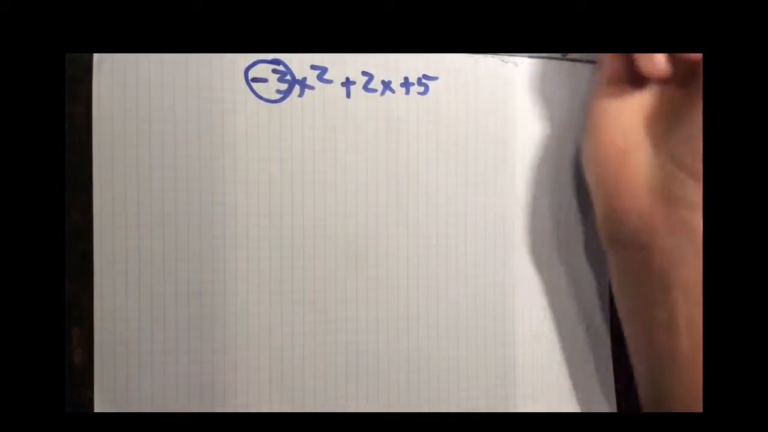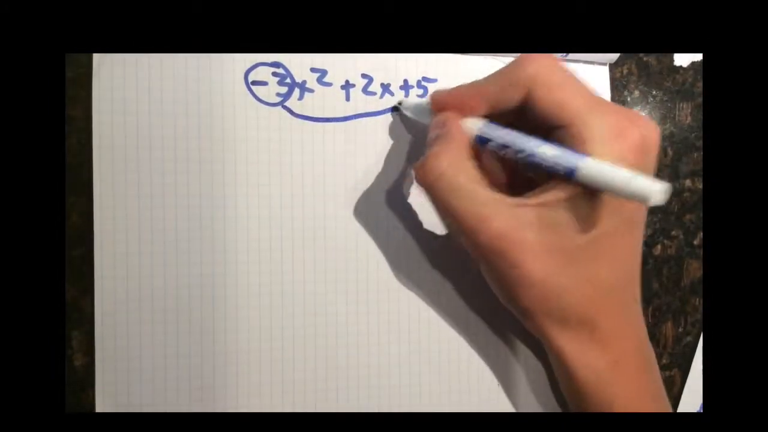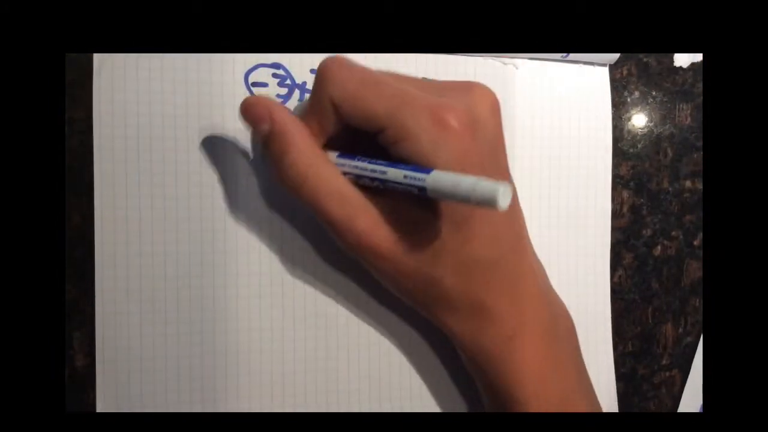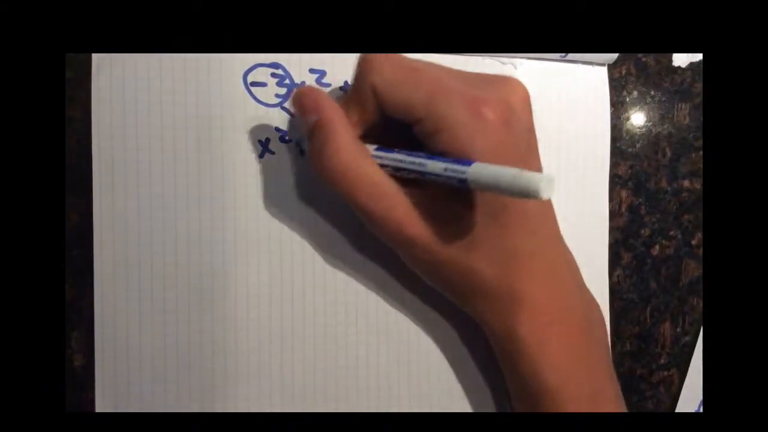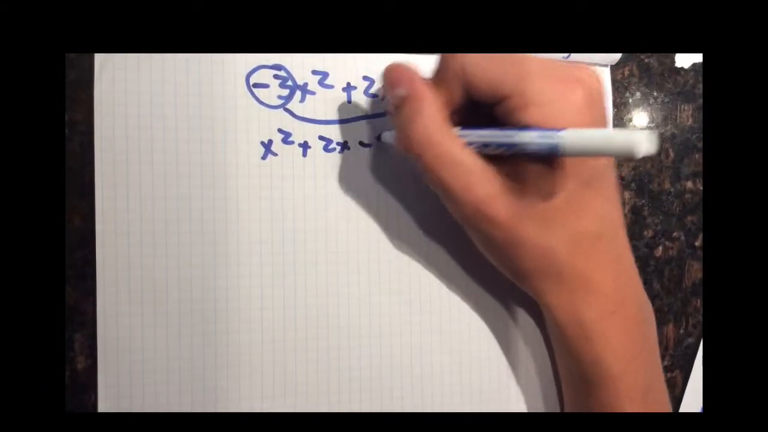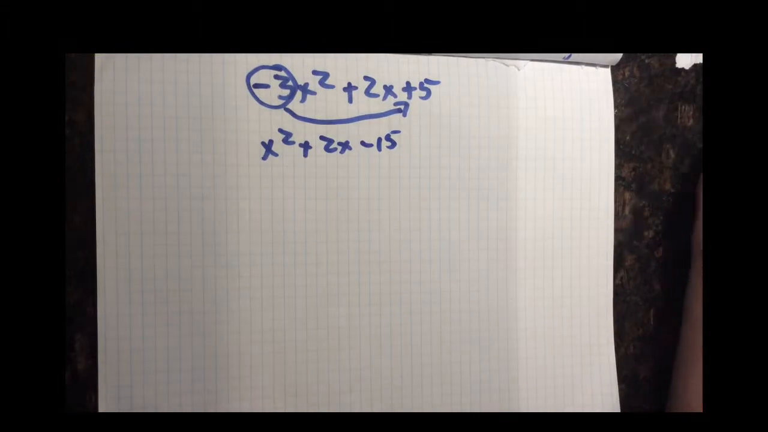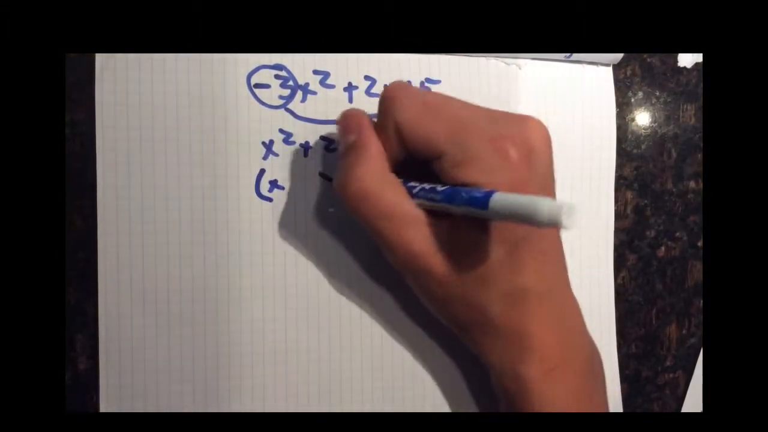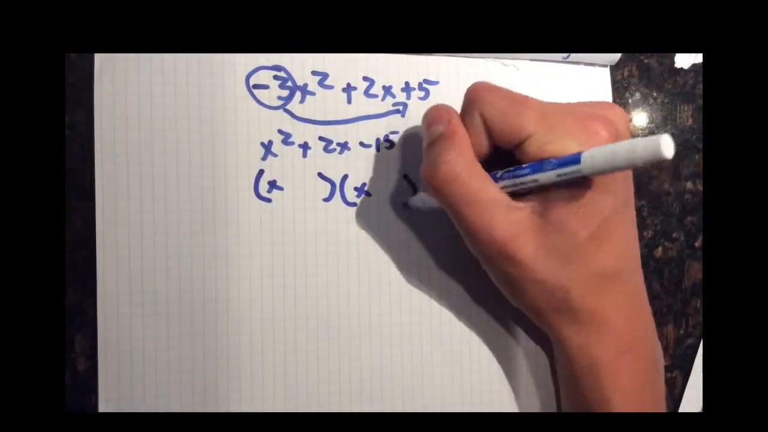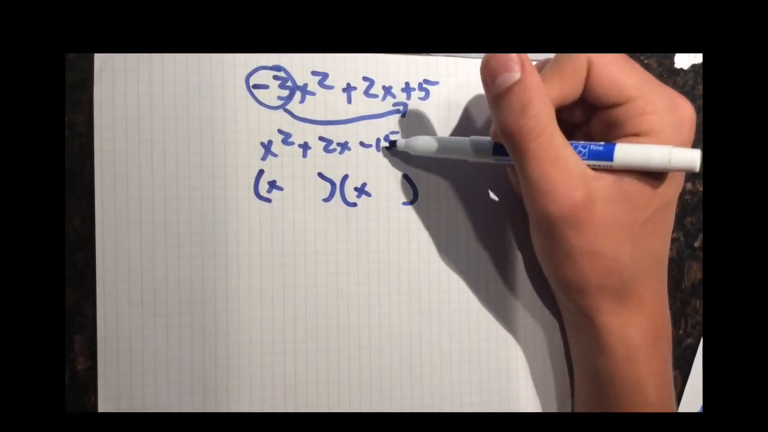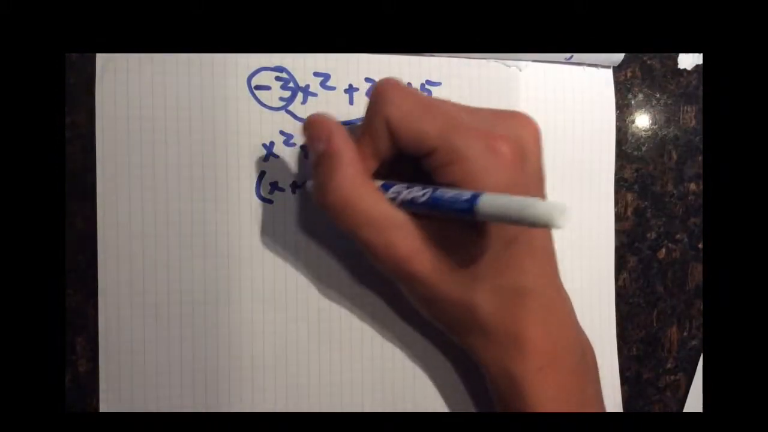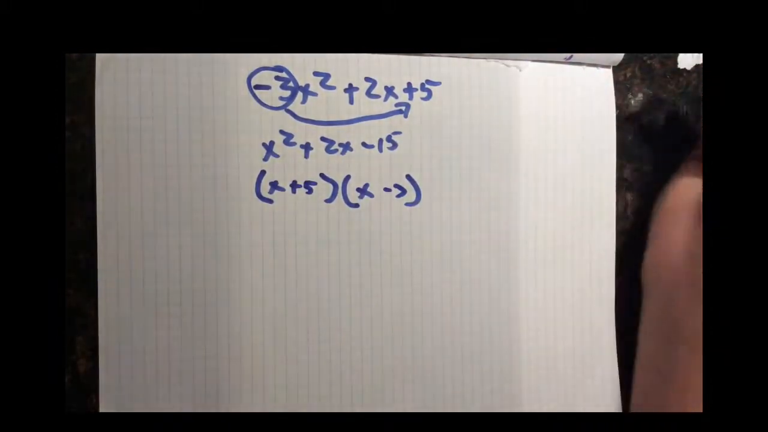The first thing you're going to want to do is take your leading coefficient a, negative 3, and multiply it by your c term, which is 5. That will give us x squared plus 2x minus 15. Now we're going to factor as normal. Two factors of negative 15 that give us 2 are plus 5 and negative 3.